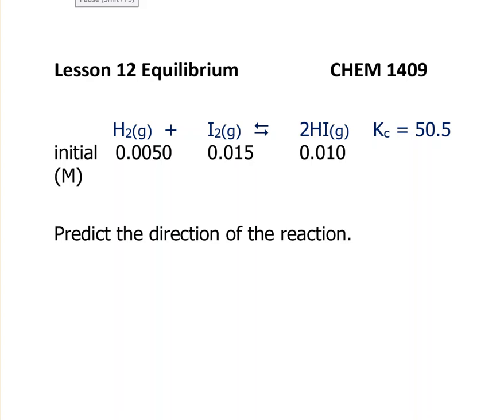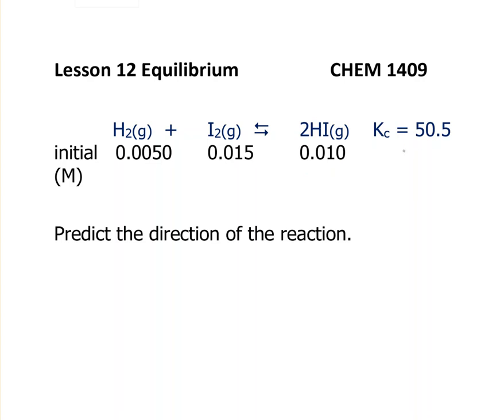Okay, we have a reaction and we have some initial concentrations. Let's just say we put these things into a flask and we're wanting to know what's going to happen. How are these concentrations going to change? In other words, are we going to see more of this hydroiodic acid?